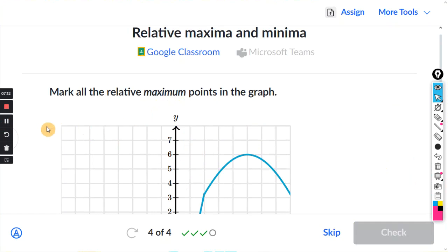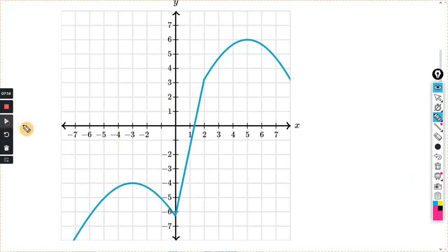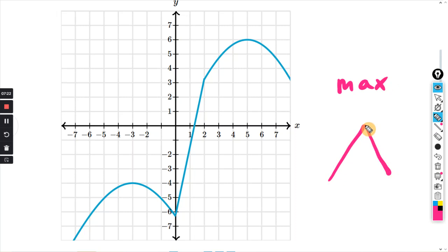Last one, maximum points. We said for the max that it goes positive slope to negative slope. Positive slope to a negative slope, traveling from left to right. So let's see, start at the left. This is positive, positive, positive. This is negative. So I think the point where it changes is about right there.